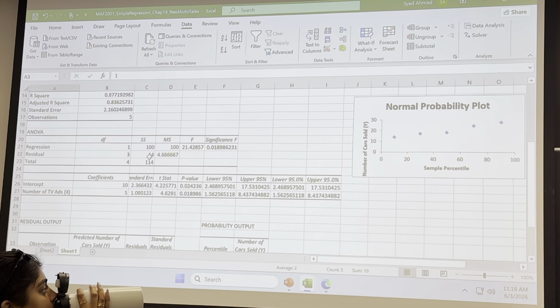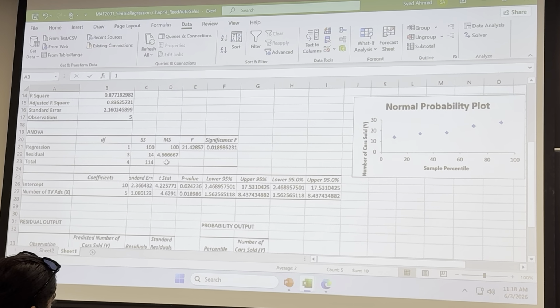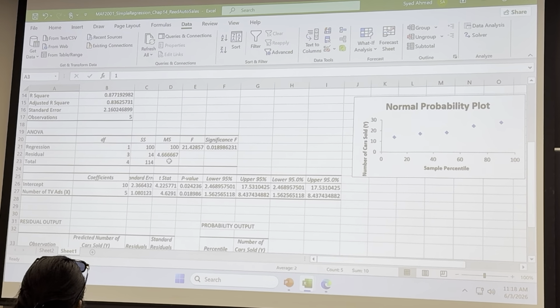This is your SSE. SSE divided by 3 is MSE. MSE is just like variance. Variance around the regression relationship. Okay. Variance around the regression line, we can also say that for simple regression. The higher this number, the more the variation.